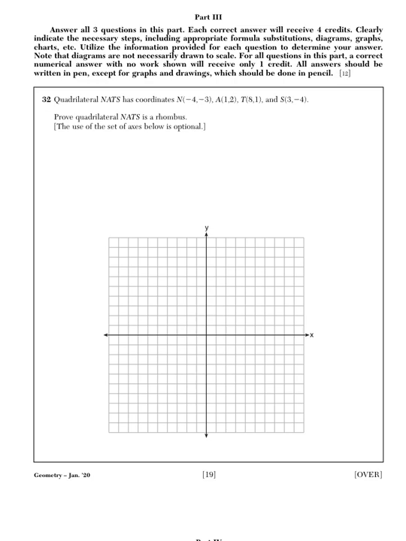Taking a look at number 32, you can choose whether or not you want to plot the points. Go ahead, feel free if you wish. I'm not going to plot them. I want to prove that NATS is a rhombus, so I'm going to prove that all four sides are congruent. So I'm going to find the measure of NA, AT, TS, SN. Now you can use the distance formula.